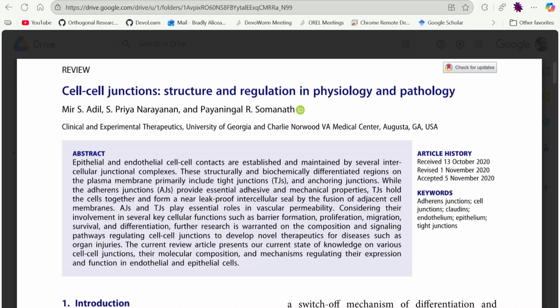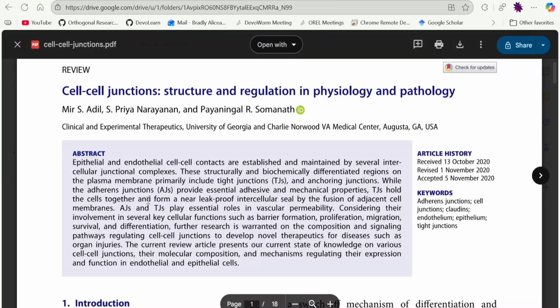The adherens junctions or AJs provide essential adhesive and mechanical properties. TJs hold the cells together and form a near leak-proof intracellular seal by the fusion of adjacent cell membranes. So when you have cell membranes fusing together, you have the seal. That's the tight junctions. So if we think about it as a seal, and then adherens junctions as sort of adhesive, you wouldn't use an adhesive necessarily to seal things.